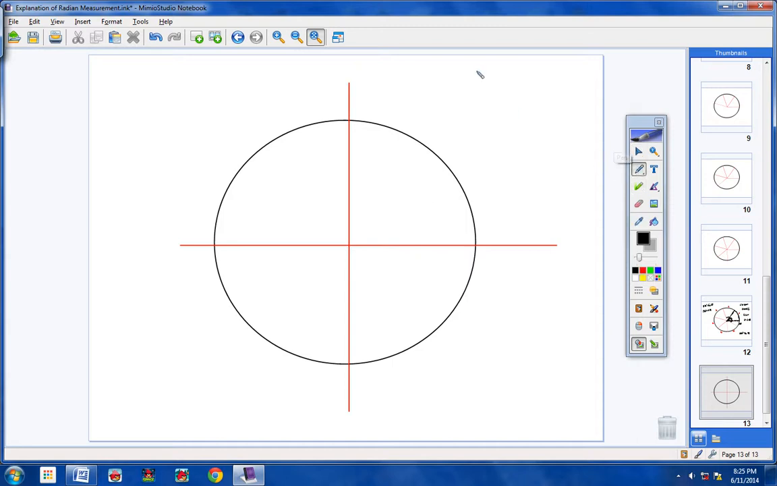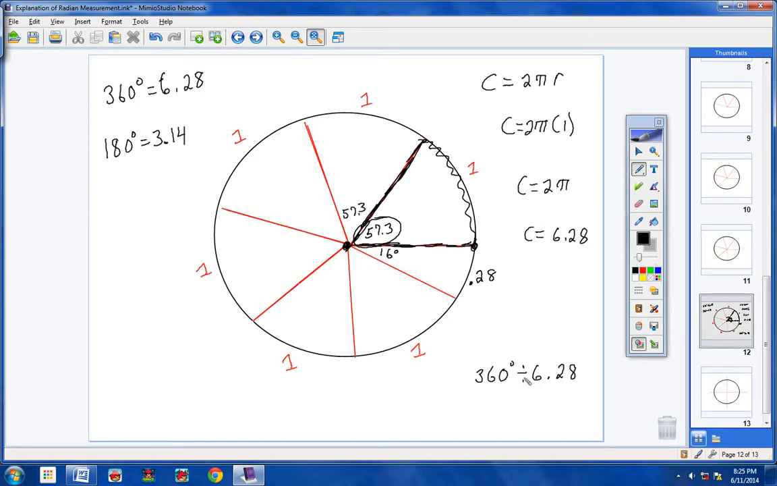Now, here's what I want to show you. Remember, we said 360 degrees going all the way around is the same thing as approximately 6.28. Now don't forget, 6.28, watch this students, is the same thing as what? 2 pi. So really, do you see that right here? 2 times pi is 6.28. So 2 pi is the same thing as 6.28, as 6.28 is the same thing as 2 pi.